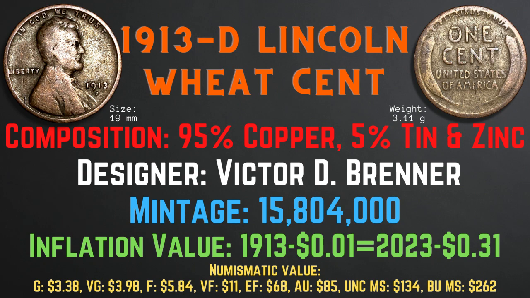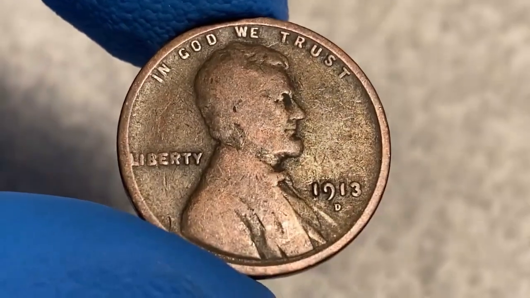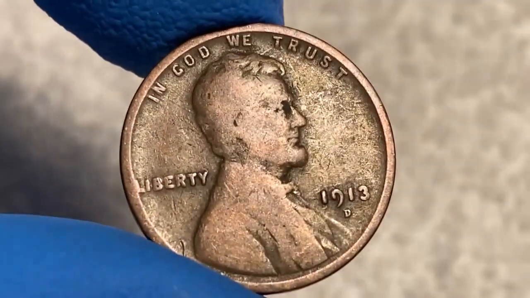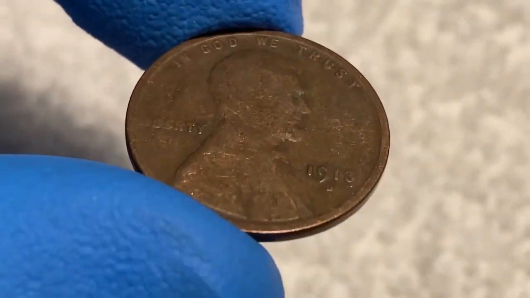Its numismatic values range from $3.38 in good condition up to $262 in brilliant uncirculated mint state condition. Now let's take a closer look at the 1913D Lincoln Wheat Cent from my collection. So as we take a look at this 1913D Lincoln Wheat Cent, we can see that many of the details have been worn down, especially on Lincoln.